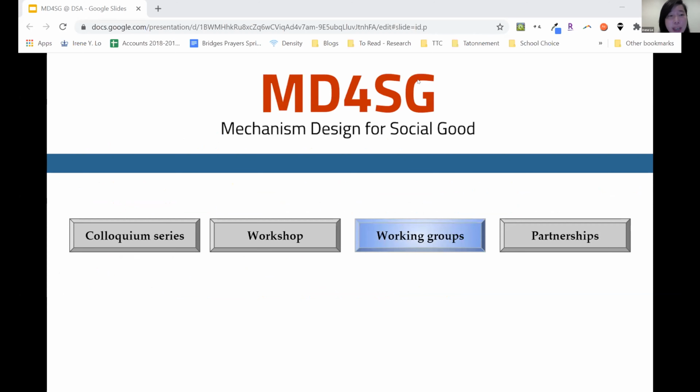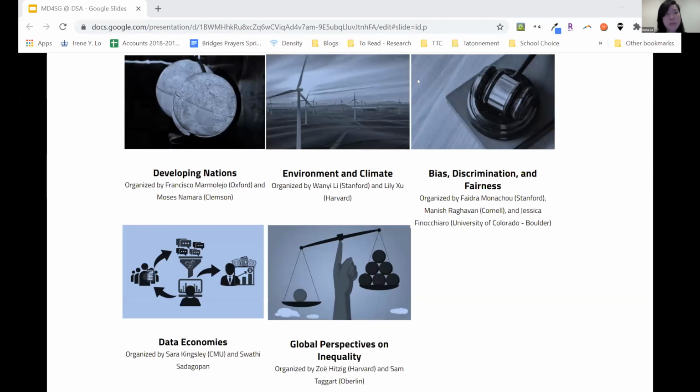The third set of activities we have are working groups. And these, I think, are really the core, the heart of what makes MD4SG MD4SG. And so we really want to bring together academics from different institutions and also collaborators who are not academics from all sorts of different backgrounds to be working together regularly. And so the working groups are the main place where people can engage regularly. Most of these working groups run bi-weekly and they're domain specific. So the working groups we have right now are for developing nations, environment and climate, bias, discrimination and fairness, data economies, and global perspectives on inequality.